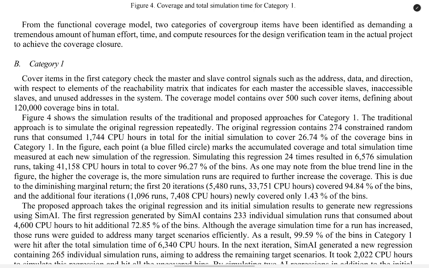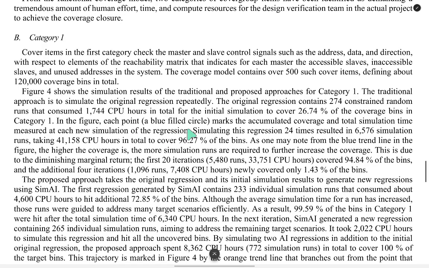Figure 4 shows the simulation result of the traditional and proposed approaches for category 1. The traditional approach is to simulate the original regression repeatedly. The original regression contains 274 constrained random runs that consumed 1,744 CPU hours in total for the initial simulation to cover 26.74% of the coverage bins in category 1. In the figure, each blue filled circle marks the accumulated coverage at the simulation time measured at each new simulation of the regression.